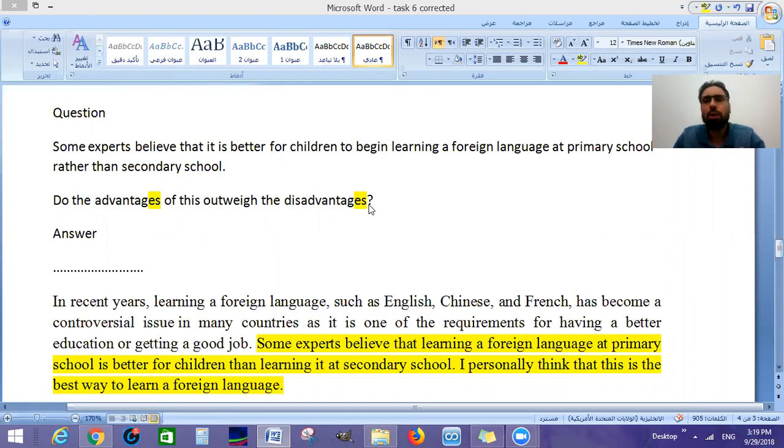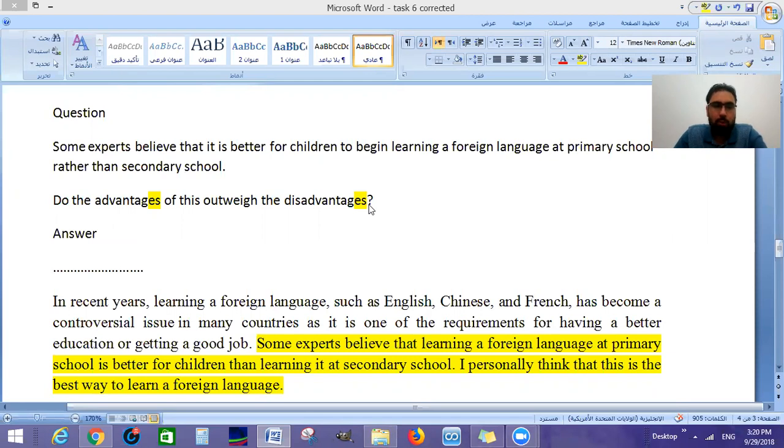Now, this question is asking about the significance of the advantages. So maybe there are only 2 advantages, and maybe there are 10 disadvantages. But when we look at the significance, we feel that even though there are only 2 advantages, they definitely outweigh the disadvantages in significance. So we're talking about significance here and not number.